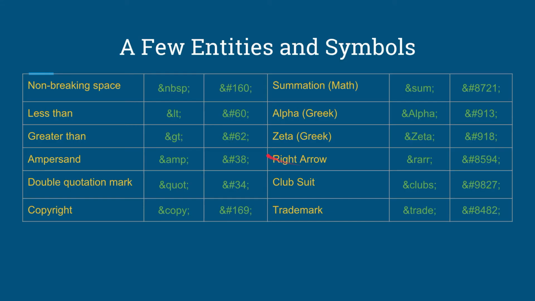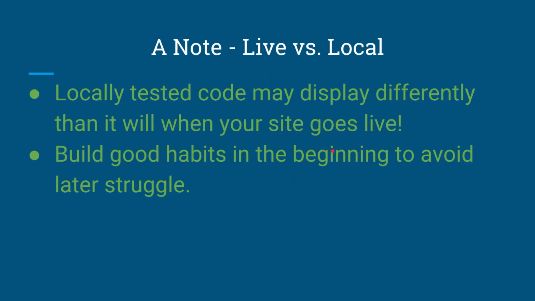Pretty simple and straightforward. There's going to be a list of entities and symbols. If you hop on and type HTML entities or HTML symbols, you're going to get a very full list of all sorts of different characters. There's more than 10,000 for HTML5. One quick note I want to put down is that locally tested code may display differently than a live website will. You want to build habits in the beginning that help you understand all this content so that when you encounter it later, you know right away what to do.